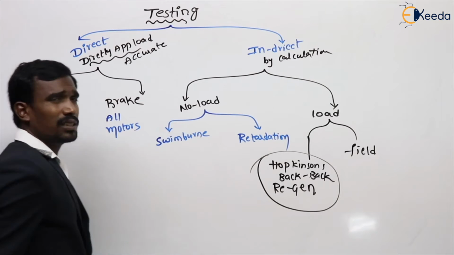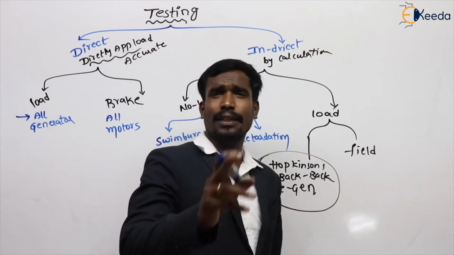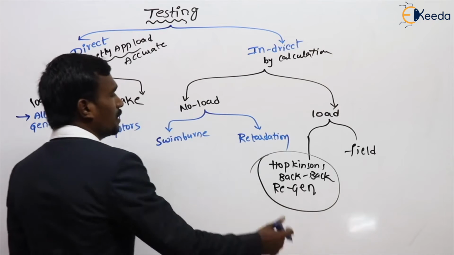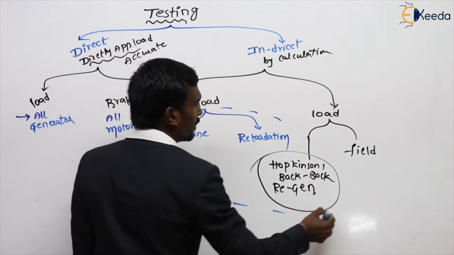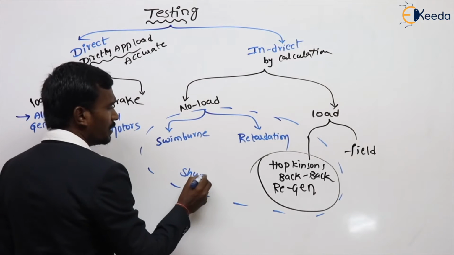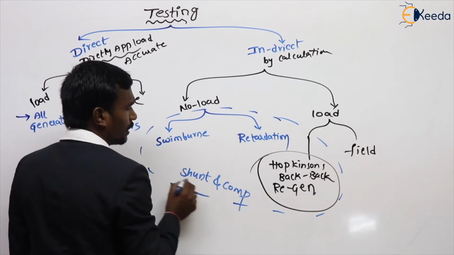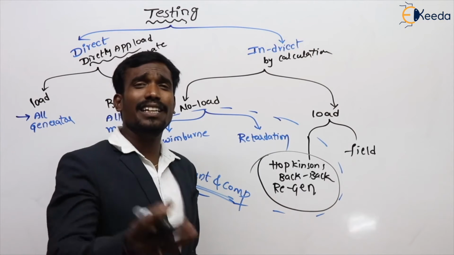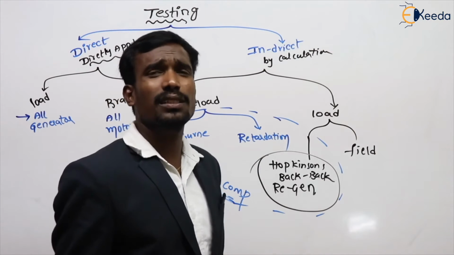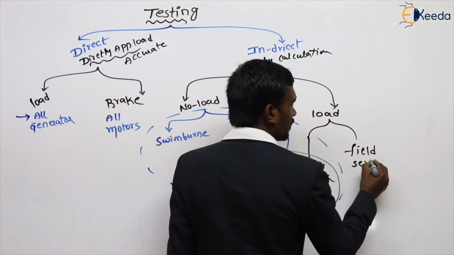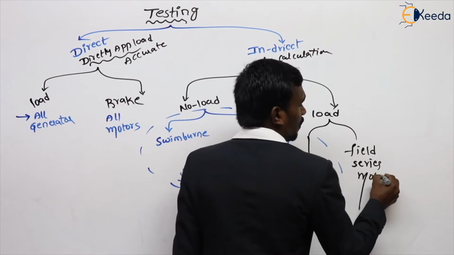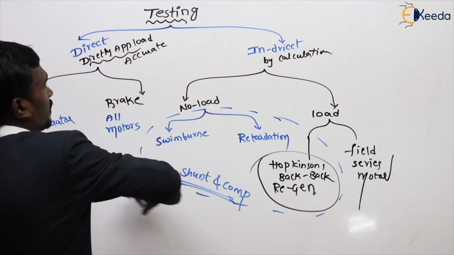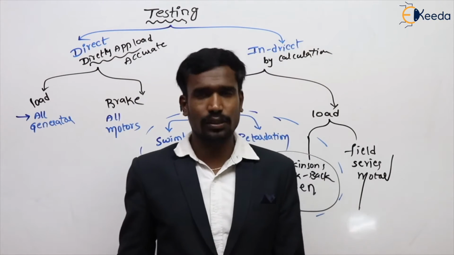What about the no load test? Don't operate a DC series motor under no load condition. So don't do these two types of tests for a series motor. And the Hopkinson test too: these three are for shunt and compound motors only, not for series motor. Sir, then where is the test for a series motor? How can we test a series motor? There is only one test for a series motor, that is the field test. We can do the field test on a series motor. This is simply the testing of DC machines.